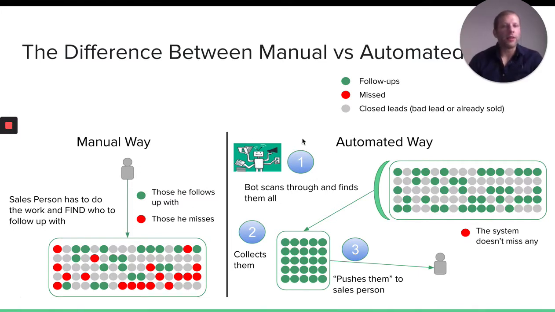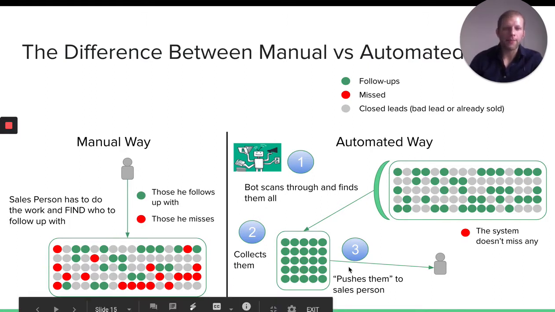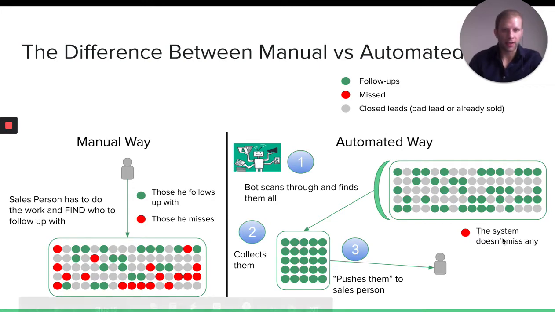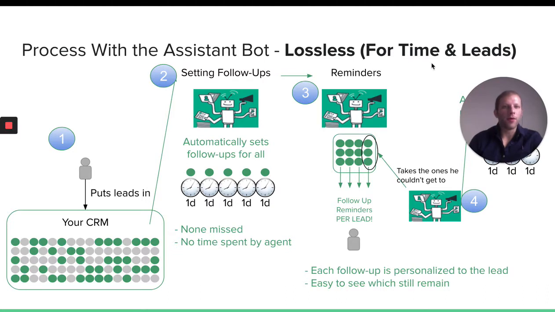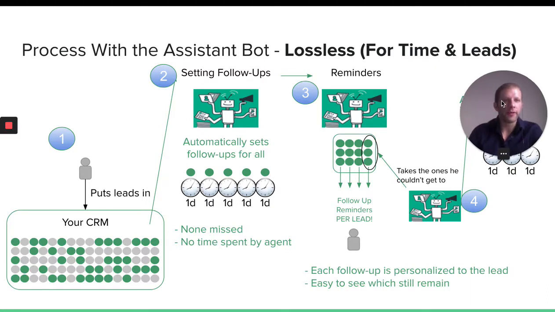In the automated way with the assistant bot, the bot scans through everything, detects which ones belong to that person, collects them, and then pushes it to him like you just saw on the previous screens. And the bot does not miss any of them. It gets all of them, every single time. So this is what the process would look like with the assistant bot. It's completely lossless, both in terms of time and in terms of the leads.